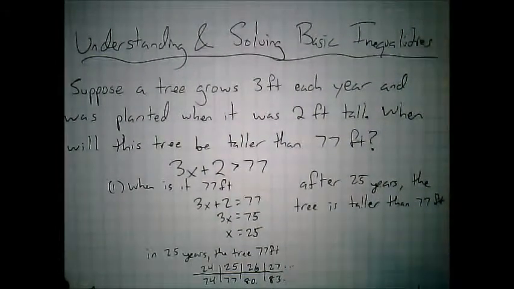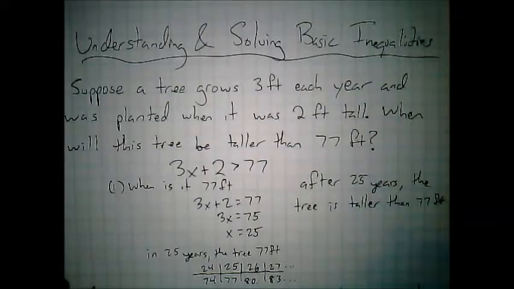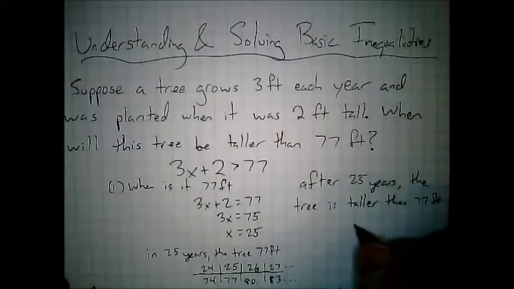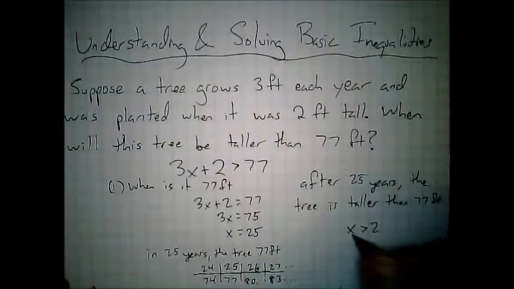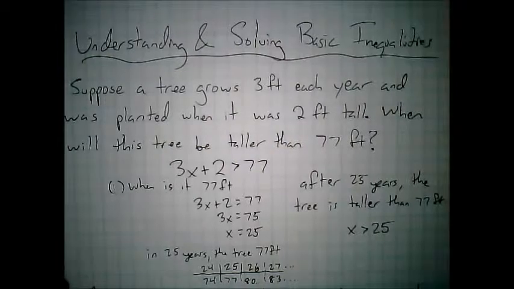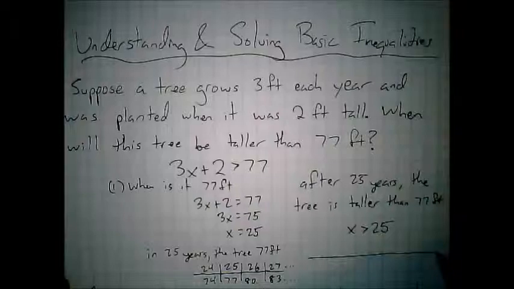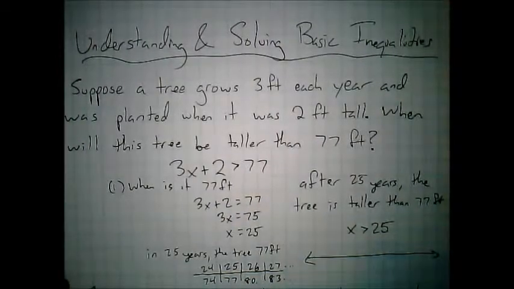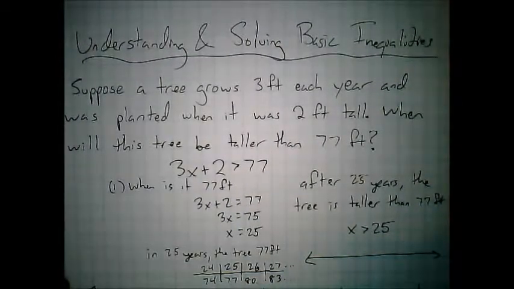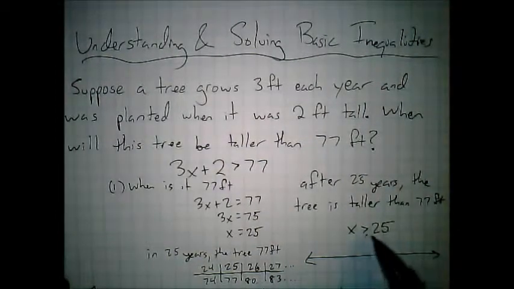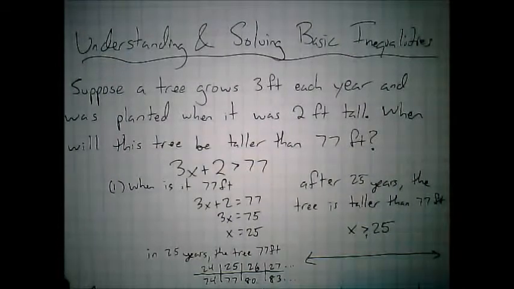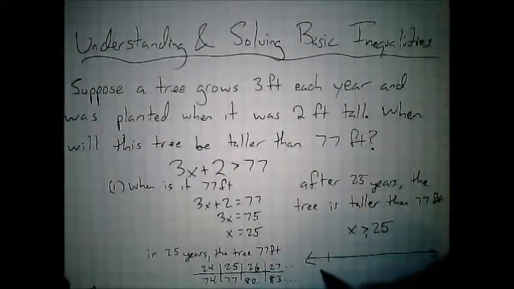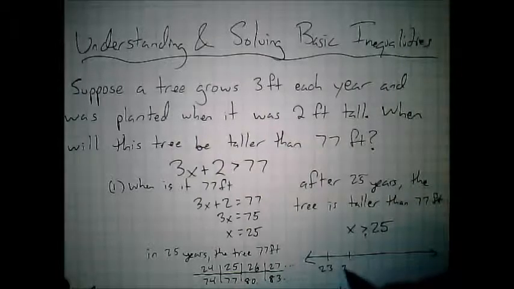Now we just want to finish up this problem. We wrote our answer as a sentence, which is very good, and we want to write it more algebraically. So after 25 years means we want our x, the number of years, to be greater than 25. This means after 25 years, and let's put this on a number line. Whenever we're solving an inequality, this might be something you want to press pause and write down: you need an inequality in your answer, and you need a number line. So you need an inequality and a number line whenever you're solving these.